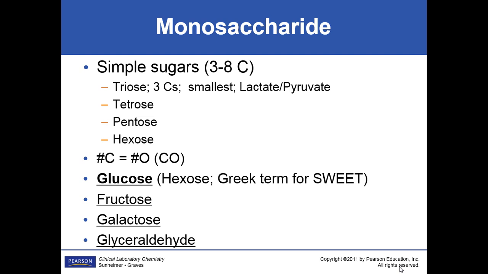Your number of carbons will equal your number of oxygens. So if you've got 3 carbons, you'll have 3 oxygens. Glucose is the most common one that we know about. It is a hexose. So how many carbons does it have? 6. Okay? And hexose came from Greek word sweet. You've also heard of fructose, galactose. You may have heard of glyceraldehyde.